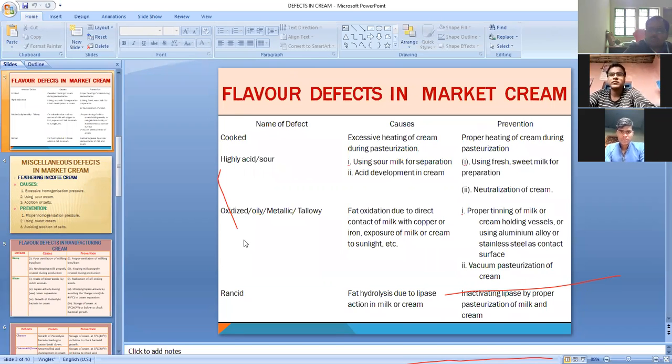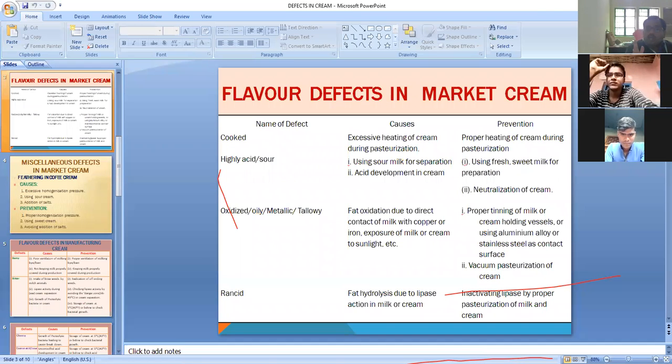Another defect which is very popular in cream, similarly when you see in the market, sometimes even in Amul or any brand of cream, if there is any type of problem, how does this oxidized flavor come? This may come due to the oxidation of fat. How is it possible? It is possible if milk comes in contact with copper or iron, or if our cream or milk is exposed to sunlight.